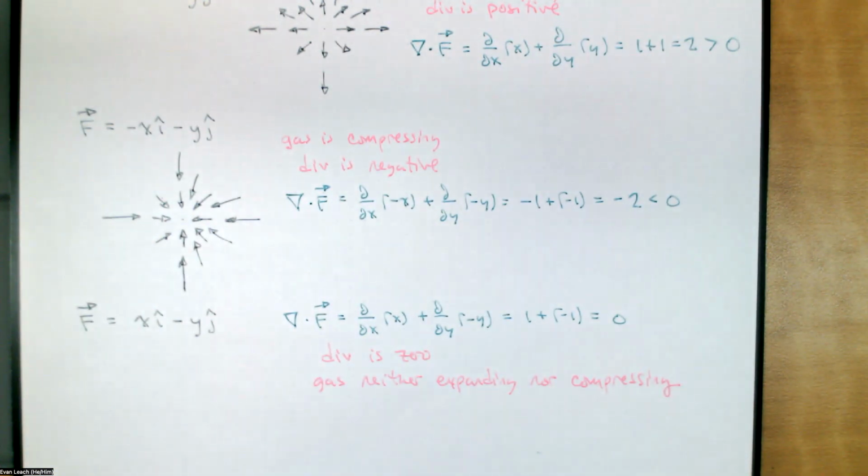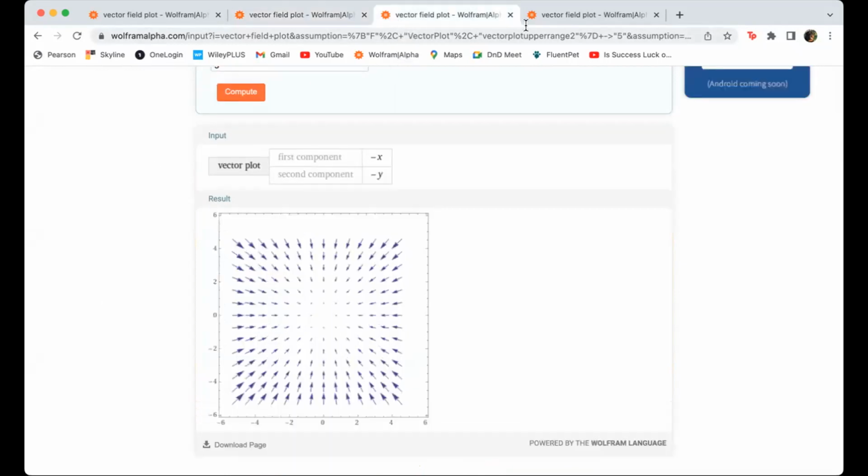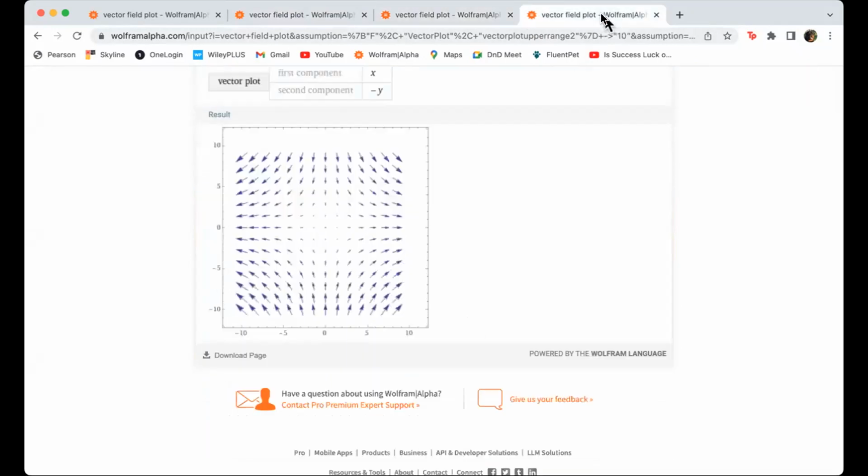Let's look at a plot of this vector field and see if we get that. I have to wait for the zoom toolbar to go away because I can't remember which one it is. Oh, here's a graph of compressing. And here's the one.